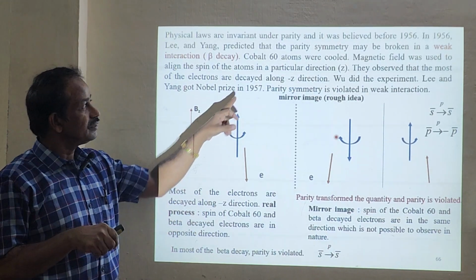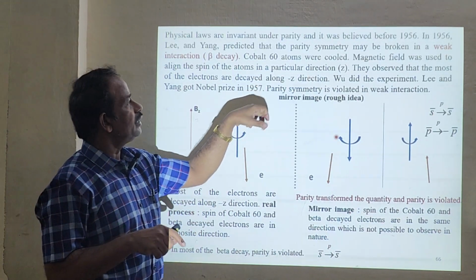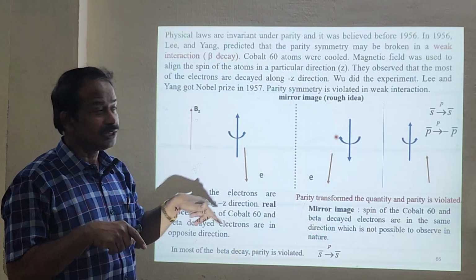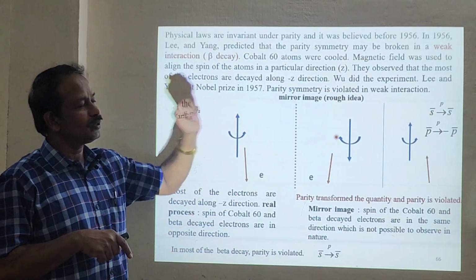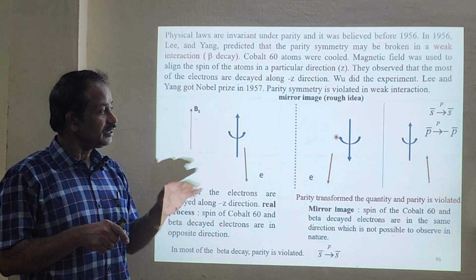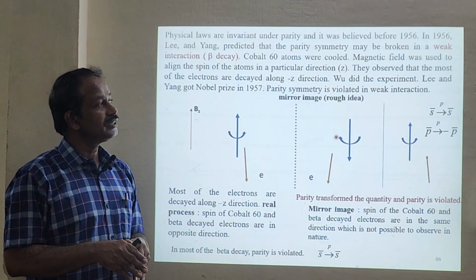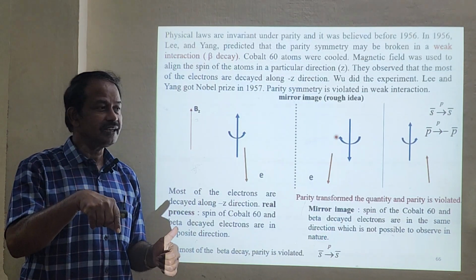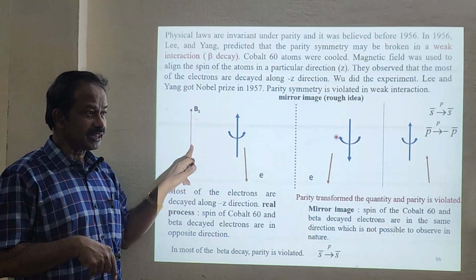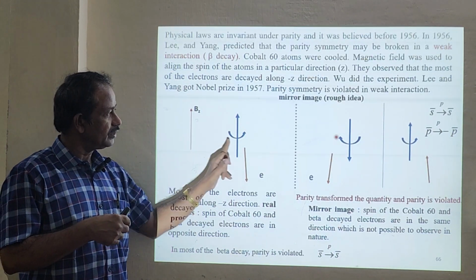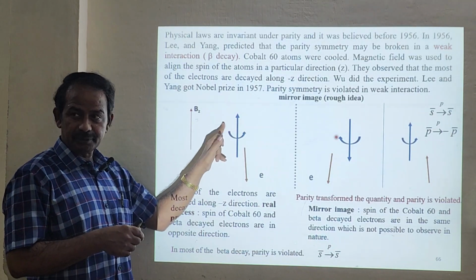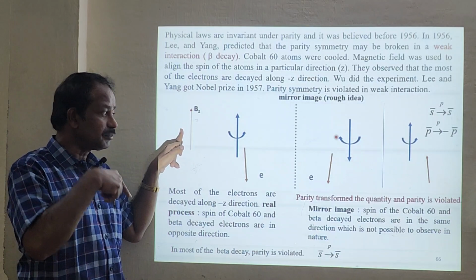They predicted it, but this experiment was actually carried out by Wu, a lady. That is cobalt 60. She cooled the cobalt 60 to a very low temperature and applied a magnetic field in the Z direction. Now just look at the spin. It's aligned. The magnetic moment of the spin is exactly aligned with the external magnetic field.